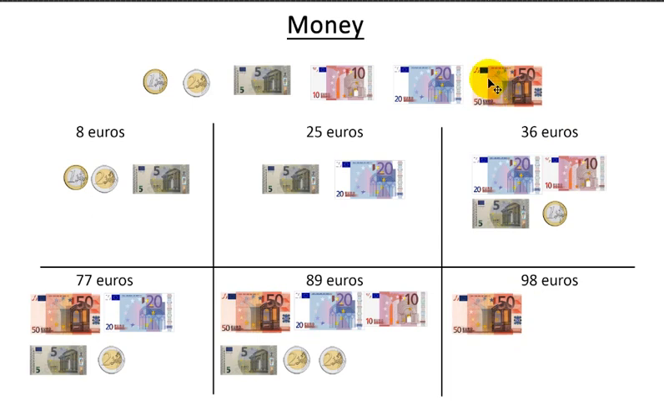Can't give another 50. That's too much. So I'm going to put in a 20. Can I put in another 20? Yeah, we can. And that gets us to 90. Okay, and then we want another 8. So this is too much. Let's use the 5.